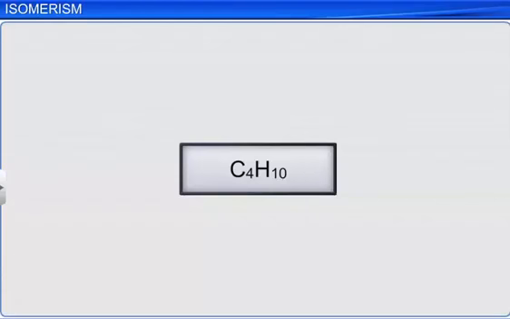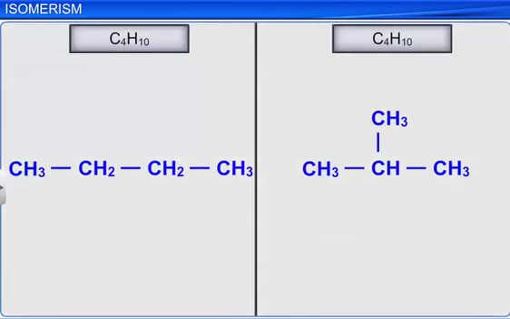Let's take a compound with the molecular formula C4H10 to understand this concept. If we were to draw the structure of C4H10, we could draw it in the two ways shown here. Both the compounds have the same number of atoms. That is, 4 carbon atoms and 10 hydrogen atoms.